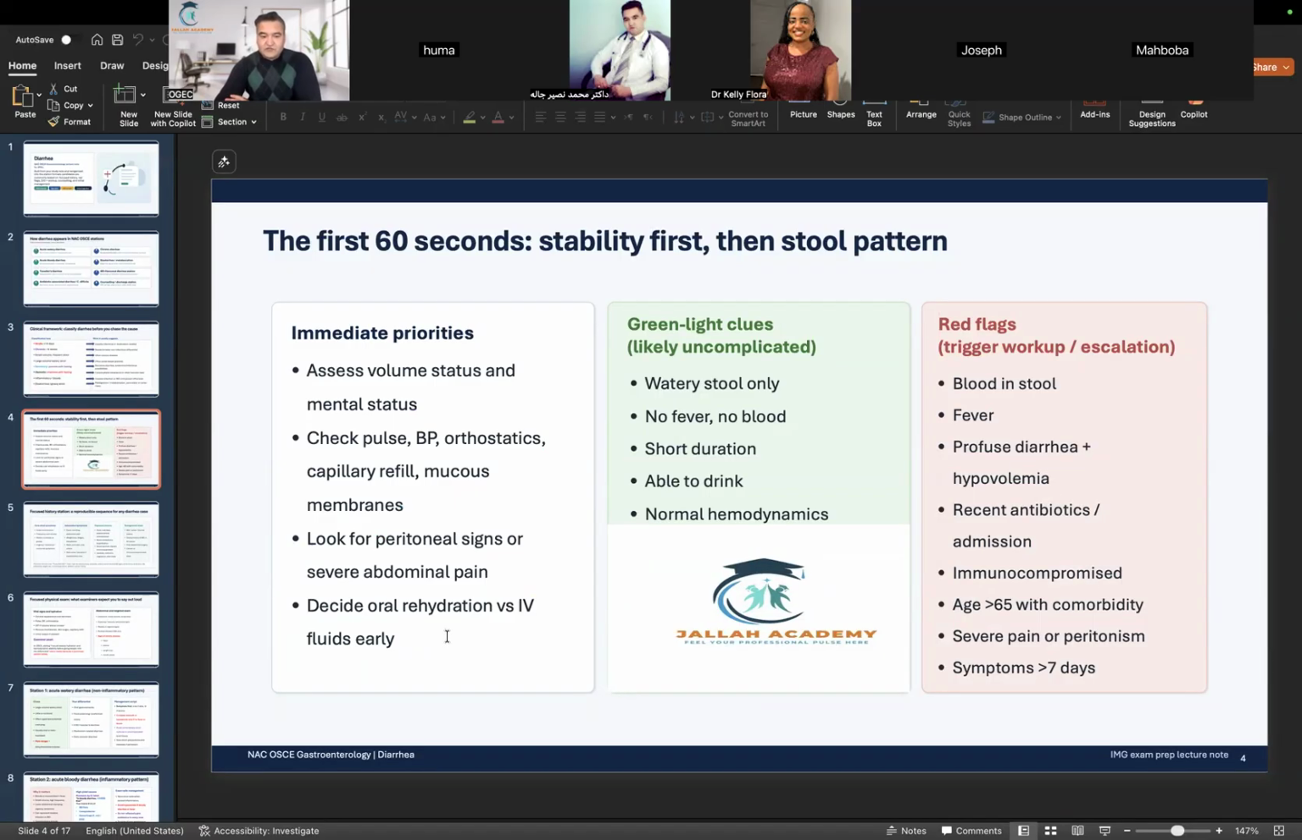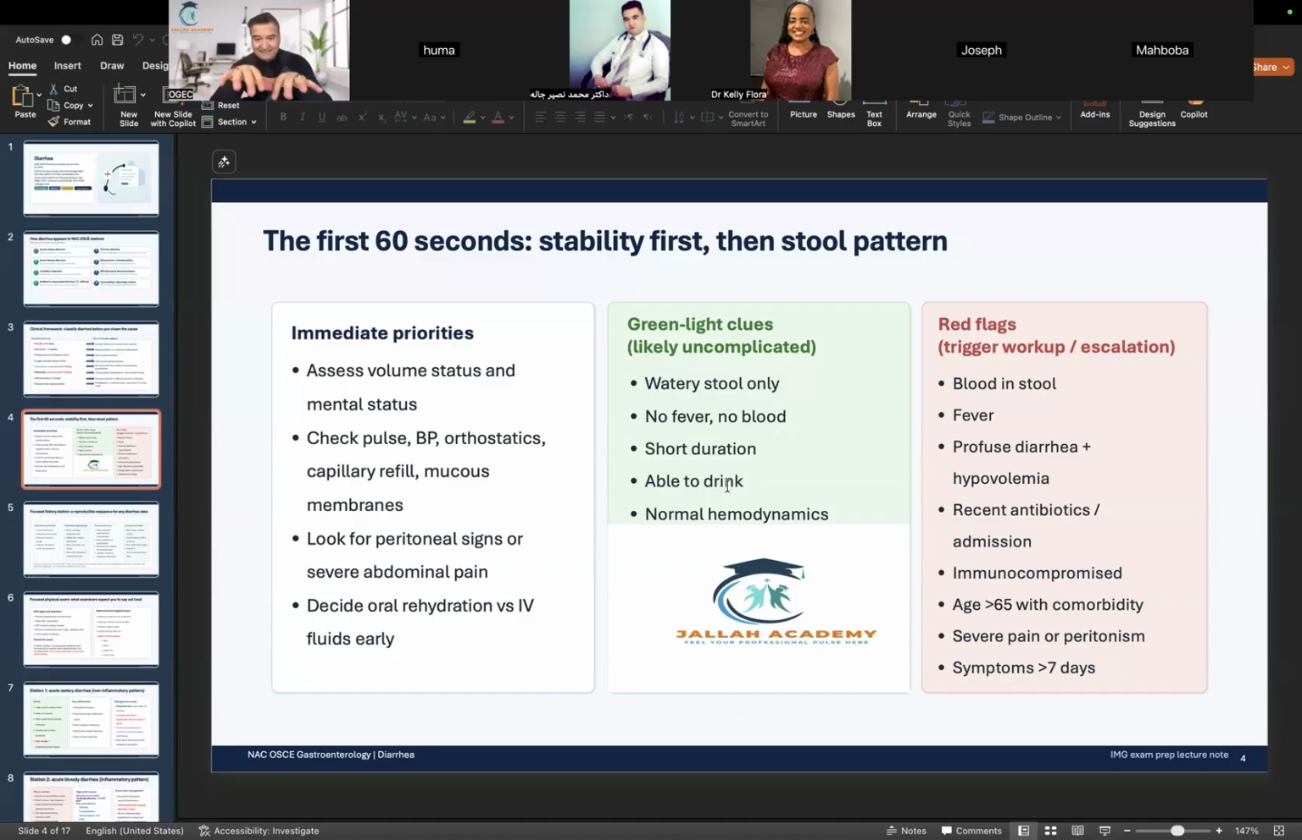Decide oral rehydration versus IV fluid early. Green light: if you have these, you don't have to worry a lot, because this could be self-limited and this is not very problematic, or the chances of becoming complicated are very low. For example, if it is a watery stool only, if the patient has diarrhea but no fever, no blood, if it's short duration, if the patient is able to drink and hemodynamically stable.